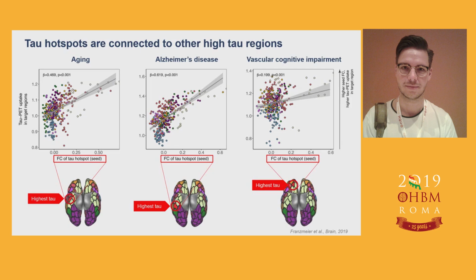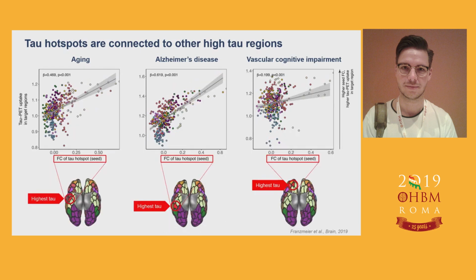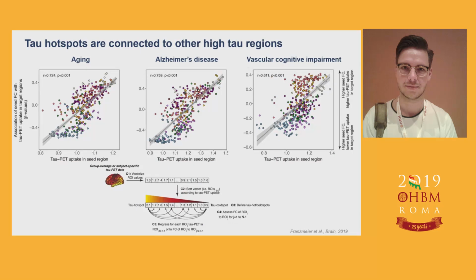And we repeated this analysis basically throughout the entire brain, where we plotted on the x-axis the tau PET uptake of a given brain region, and on the y-axis the beta coefficient that you see here in the upper panel. And what you see is that those regions with highest tau are more likely connected to other regions with high tau, whereas those regions with very low tau on the left bottom of the panels, preferentially the motor regions, are preferentially connected to other low tau regions.